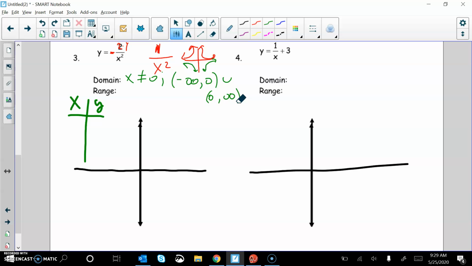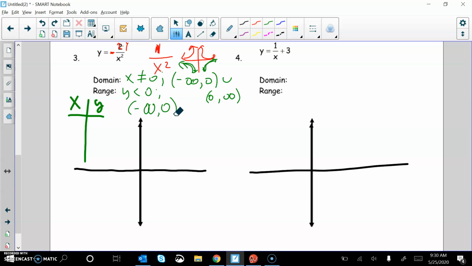My range, it did not shift upward or downward. And it's going to look like this, since we're just flipping it upside down. So the range is going to be all the y coordinates less than 0. Interval notation would be negative infinity, that's the lowest, all the way up to 0, but never hitting it.